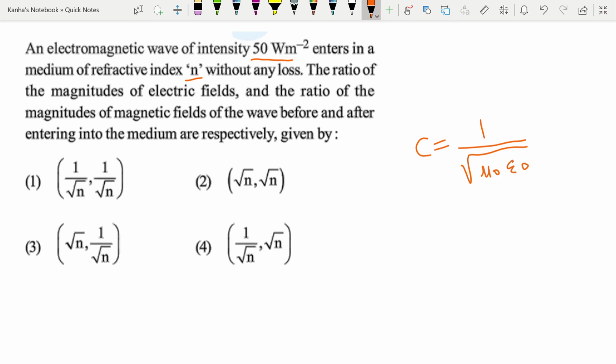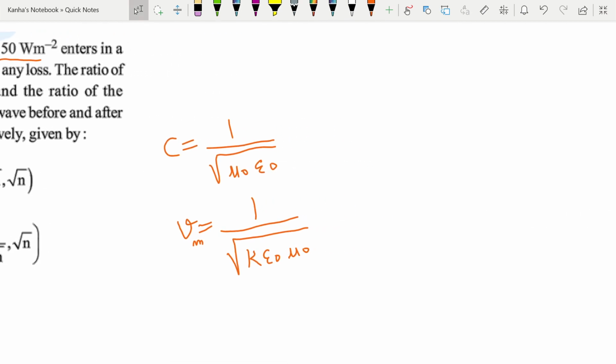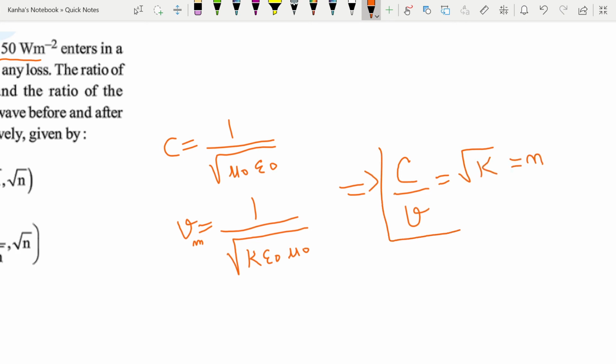In medium, what is the speed? In any medium, the speed becomes 1 by root of k times epsilon naught into mu naught. So if I divide these two equations, I get C by V is equal to root of k, which is your refractive index n, because refractive index is defined by C divided by velocity in the medium.